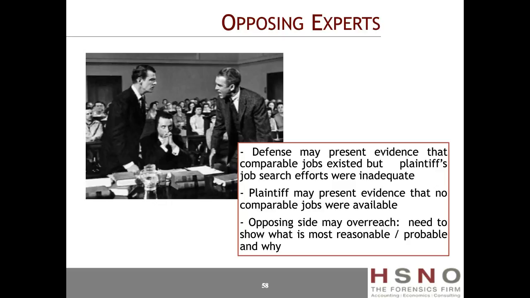Plaintiffs may present evidence that no comparable jobs were available, and the way that they do that is go out and pound the pavement and make sure that if there was a comparable job out there, they applied for it and were not accepted for it. Okay. Again, the opposing side may overreach. You need to show what is most reasonable and probable and why in a well-documented fashion.